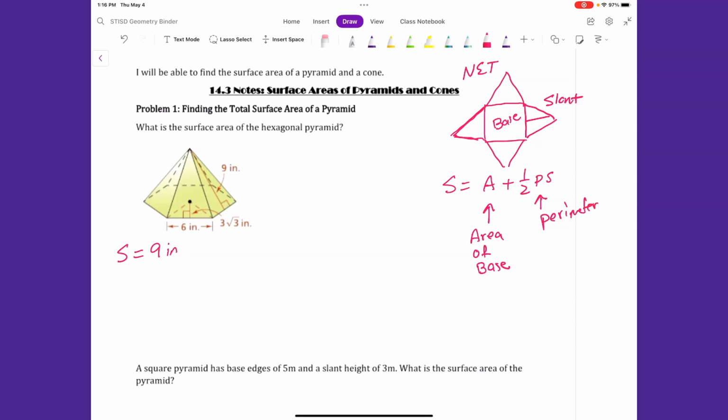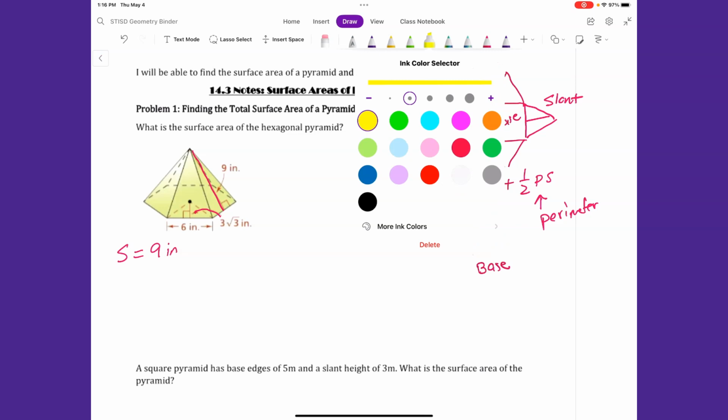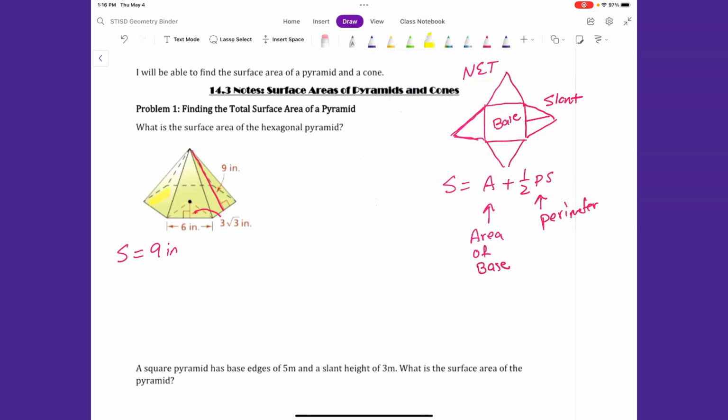So we have a hexagonal pyramid. This right here is called the slant height, and this right here is the apothem. Let me start out by finding the area of the hexagon, which is the base. So the hexagon is the base here.